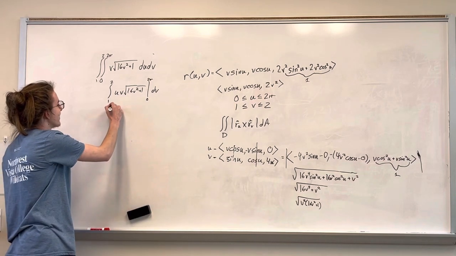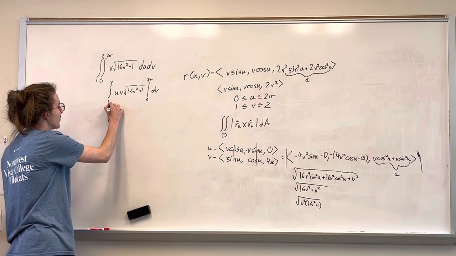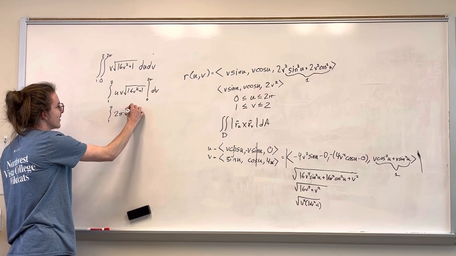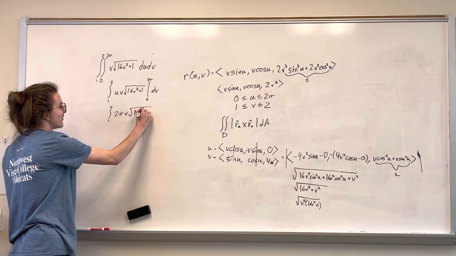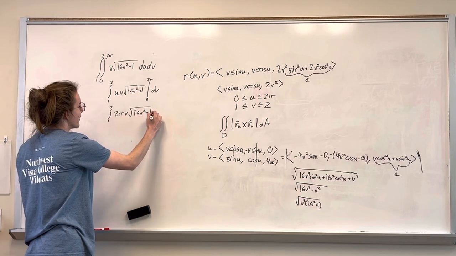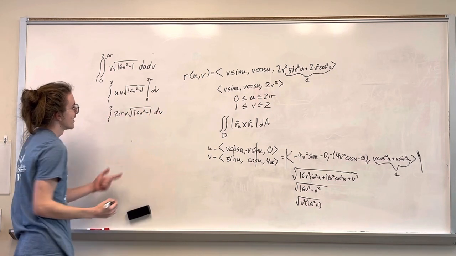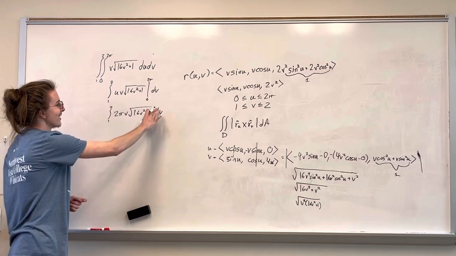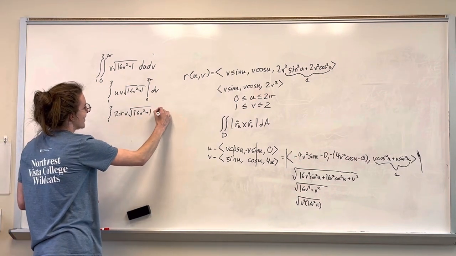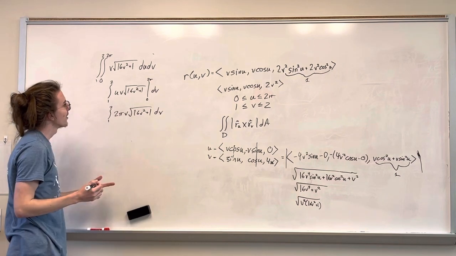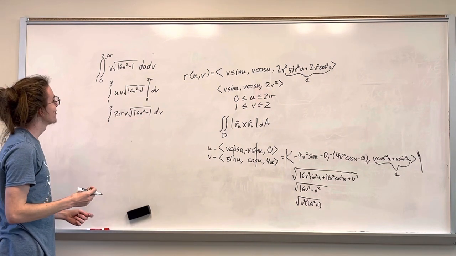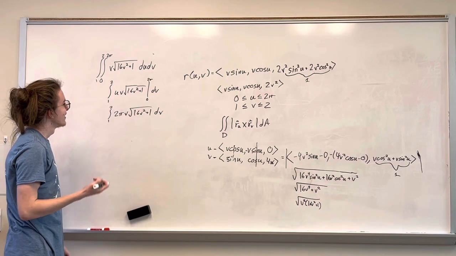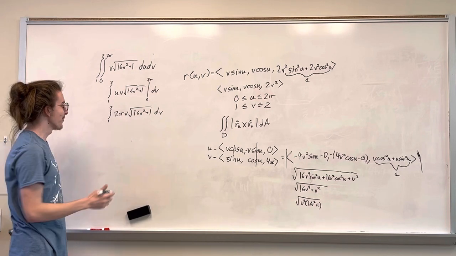And that will give us from 1 to 2, 2 pi v square root of 16 v squared plus 1 dv. Now this is a u sub. I mean, we used u right there, so we can just use another u.